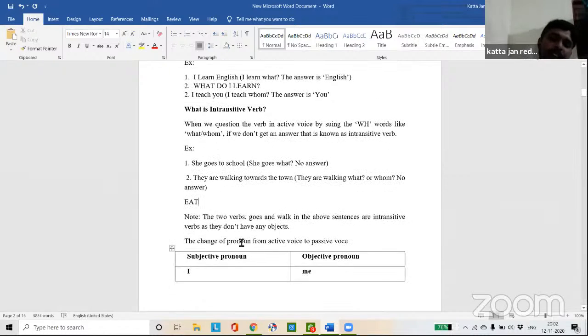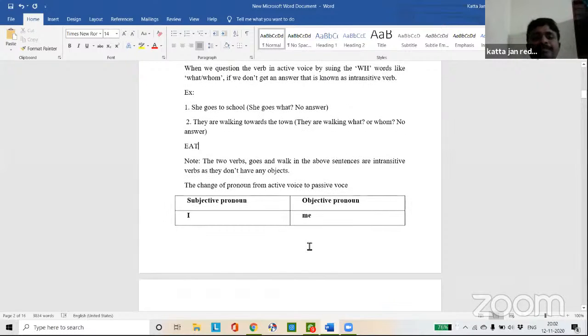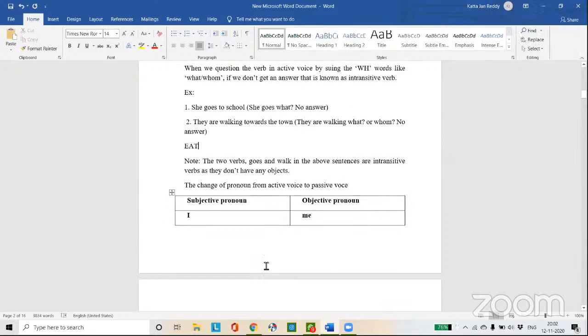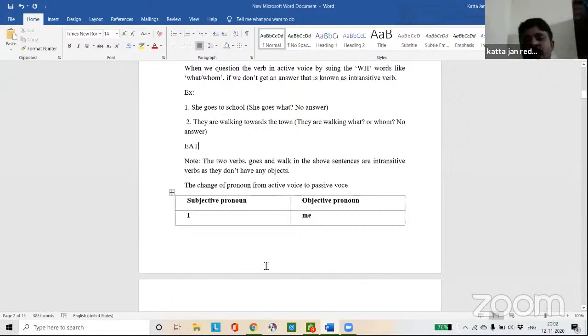Okay. Now let us continue. The two verbs goes and walk in the above sentences are intransitive verbs as they do not have any object. So one more way of learning whether the verb is transitive or intransitive: when we get an answer, that is transitive. When we do not get an answer, that is intransitive. And what is the object? How do we identify the object in the sentence?